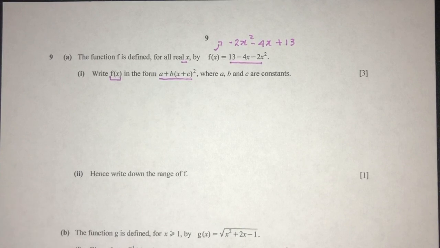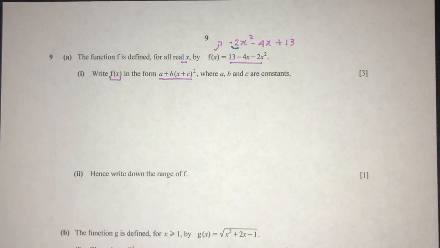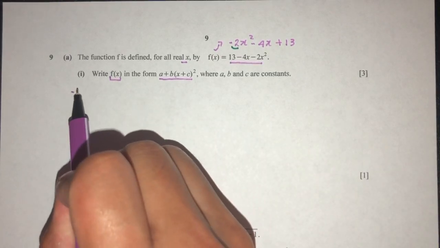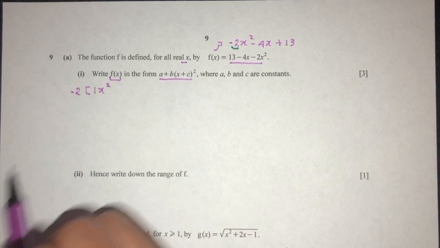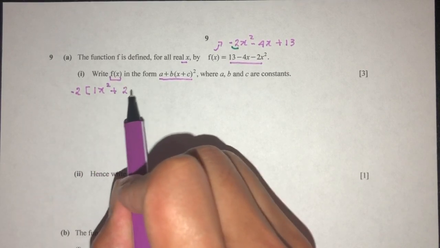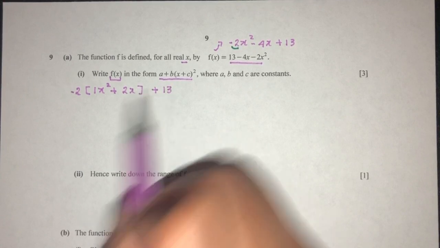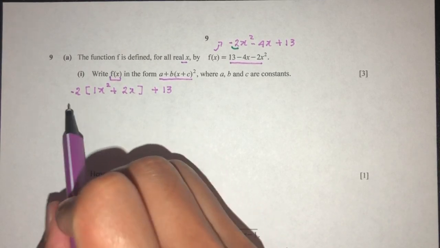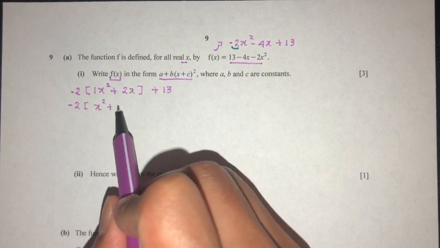Pretty easy. First thing first, we do know we have to change that to 1. How? By using factorization. So let's take out minus 2. You will have x squared, or you can say 1x squared, plus 2x, and we can just leave 13 outside. It is just a constant, we don't really care. Let's leave this outside for now. The next step, because here we have 1, we can proceed. Here you have x squared plus 2x.